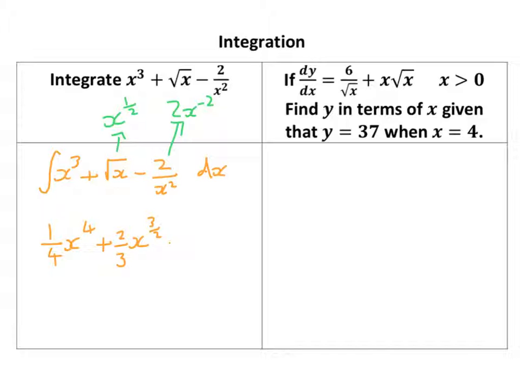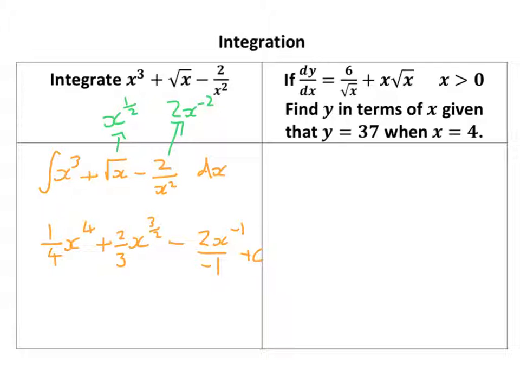Now for the second bit, it's got to go up by 1 and then divide. So I've got 2x to the minus 1 over minus 1. Now, I haven't finished yet, and when we integrate, we add plus c, because remember, when you differentiate, any numbers on their own, integers on their own, just disappear. They don't affect the gradient, do they? So you've got to have a plus c, because there may well be an extra number tacked on the end there.